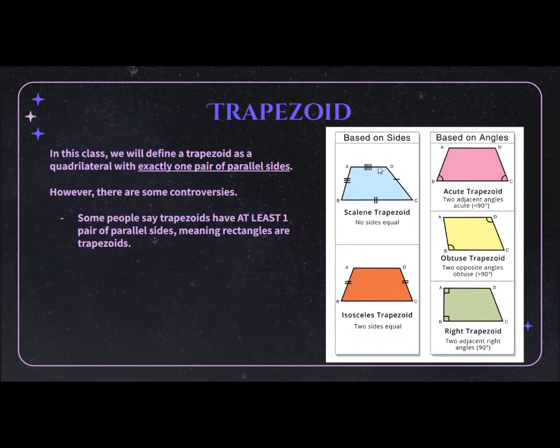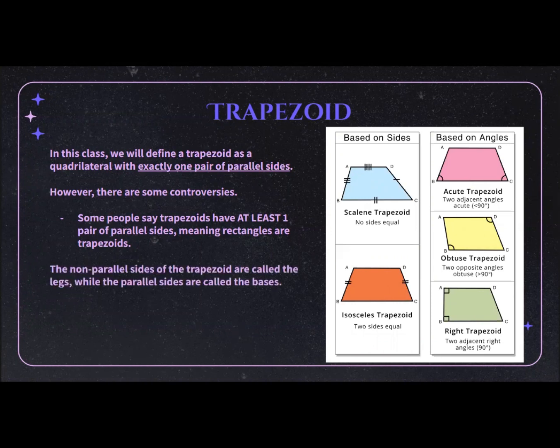As you can see, all these trapezoids here have one pair. The first one has one pair, the top and bottom, which are parallel. There's some terminology you should know: the non-parallel sides are called the legs. The side ones that are angled are the legs, and the top and bottom, the ones that are parallel, are the bases. So the top is a base, the bottom is a base, and in this one, BC is a base.